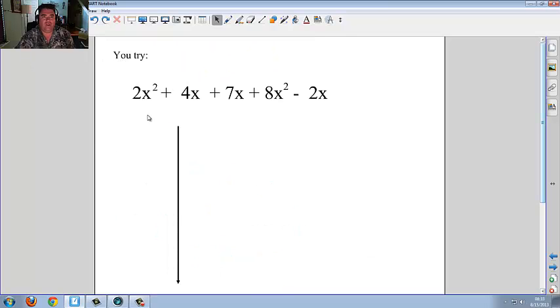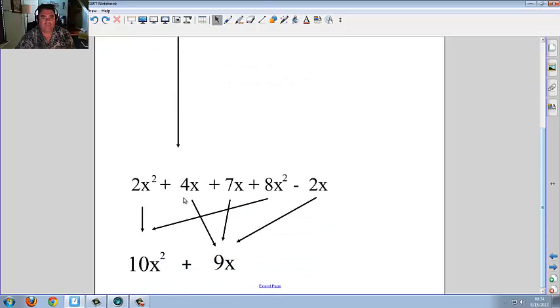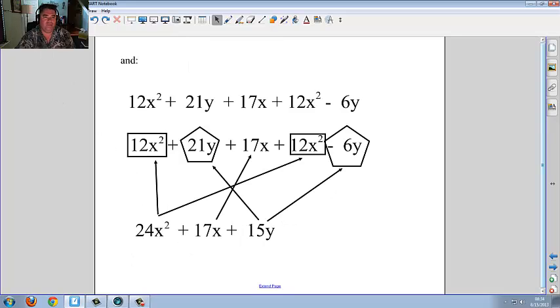Now you go ahead and try it this time. Let's see how you did. 2x squared plus 8x squared makes 10x squared. 4x plus 7x minus 2x will make 9x. They cannot combine because they're not the same term. And if you have this one here, 12x squared plus 12x squared will combine because they're both x squared to make 24x squared. I have 17x by itself, and 21y minus 6y is 15y.